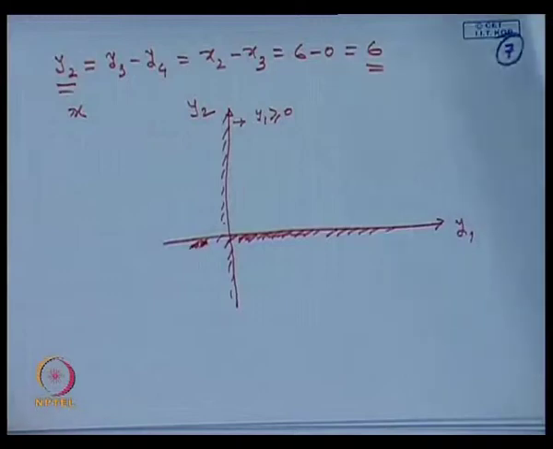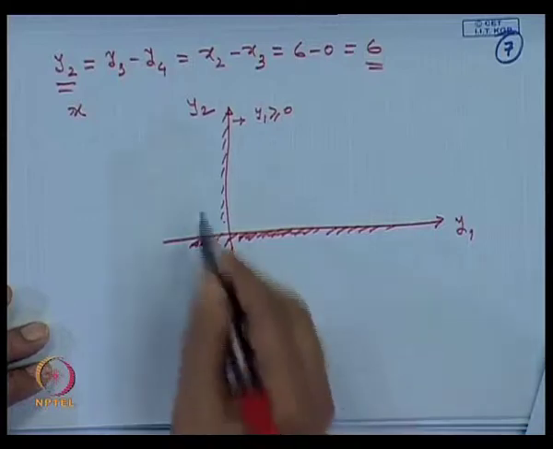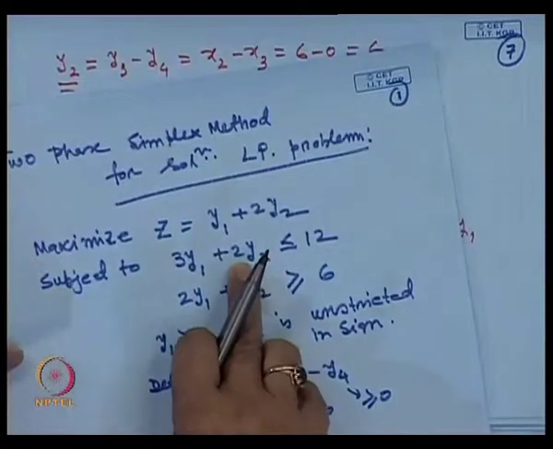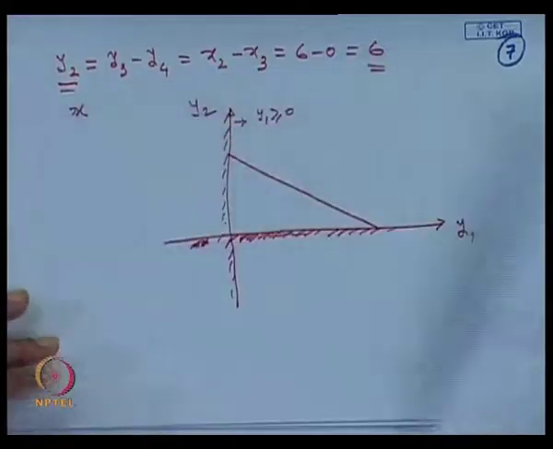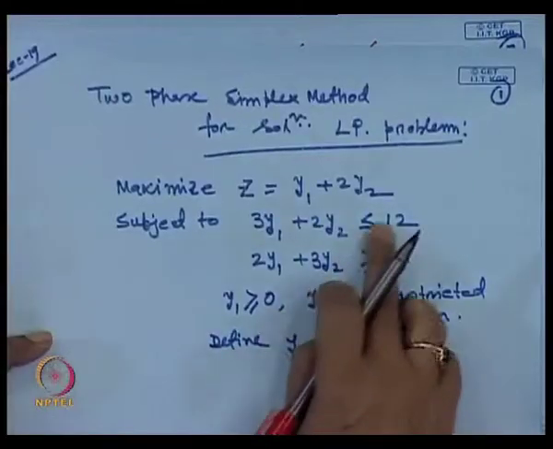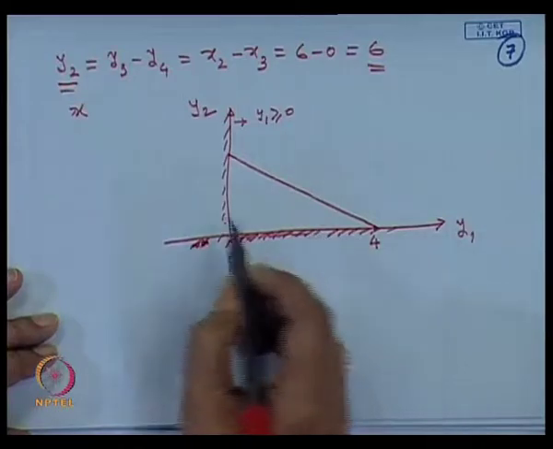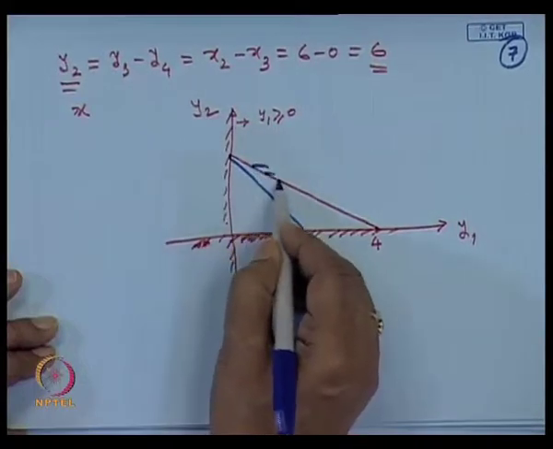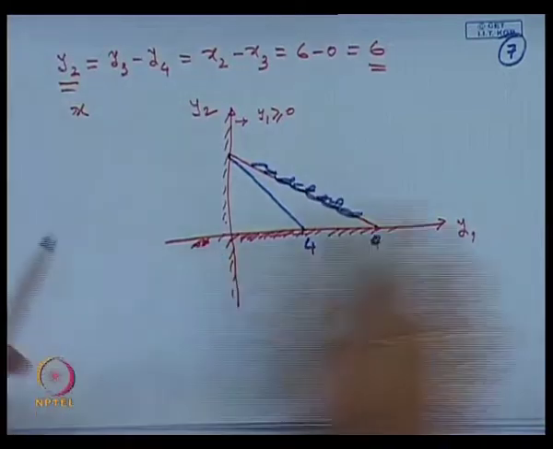So, if you draw these equations, you will get something like this. When y 2 is 0, y 1 is 4. Then when y 1 is 0, y 2 is 6, though it is not drawn to scale, forget about this. This is 4.